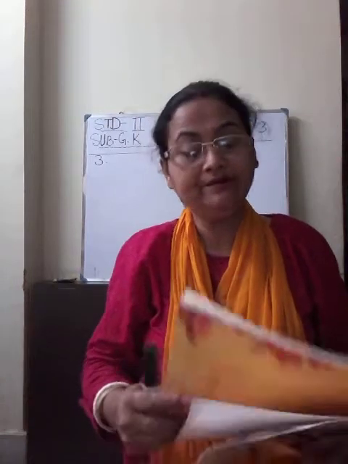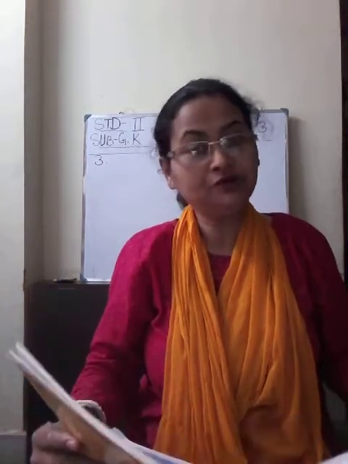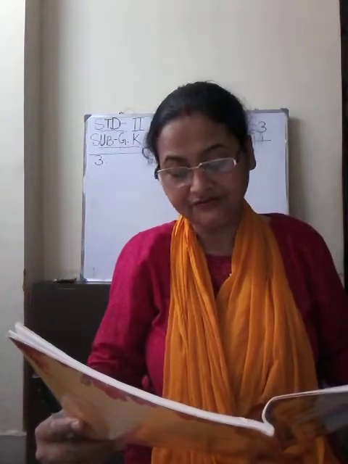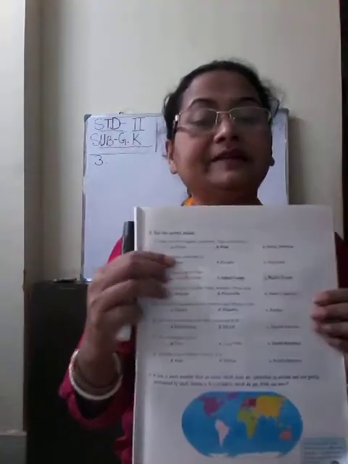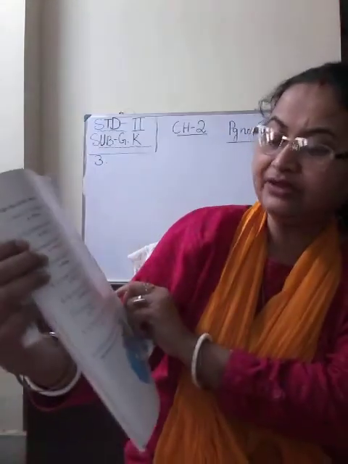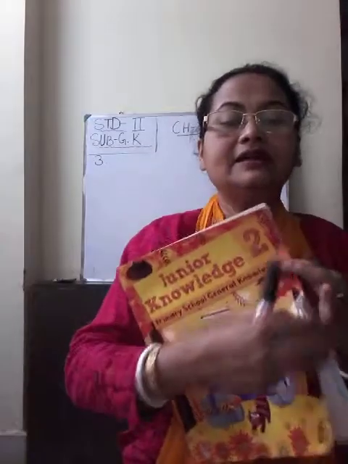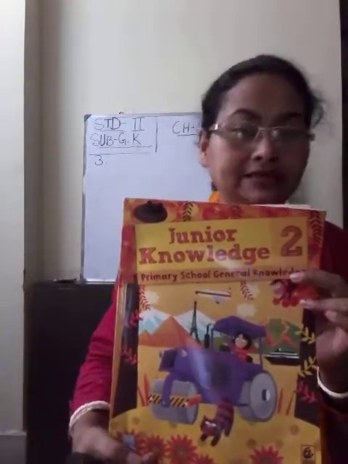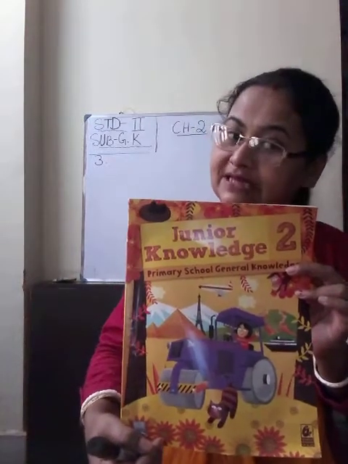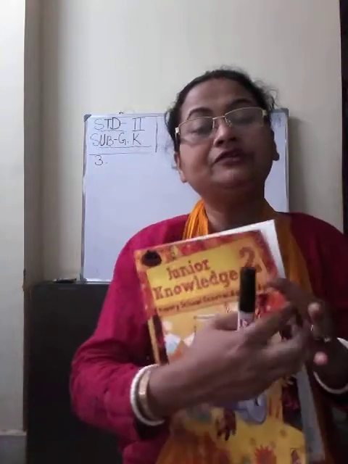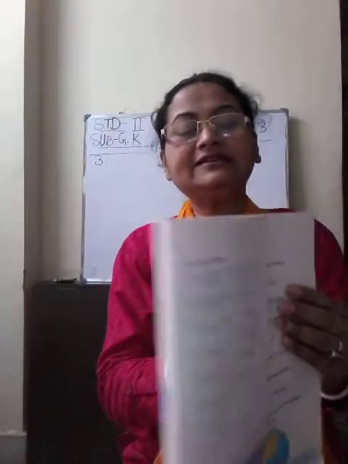So we have already completed page number 2 of chapter 2 in the previous class, and in this class we will do page number 3 of this book. The name of this book is Junior Knowledge Part 2. We have completed chapter 1, we have already started chapter 2, and today we will do page number 3 of this chapter.